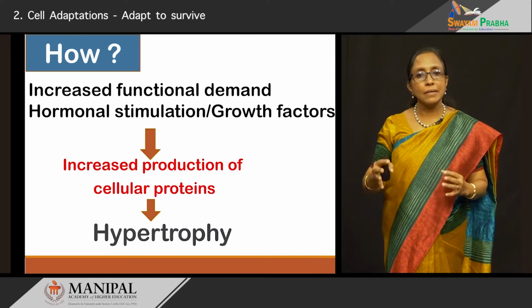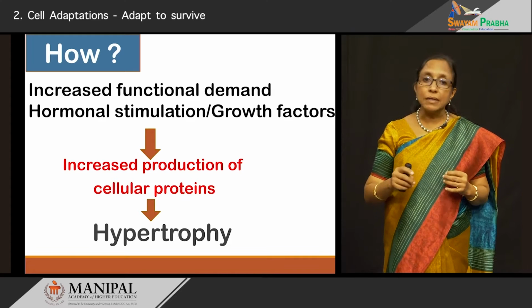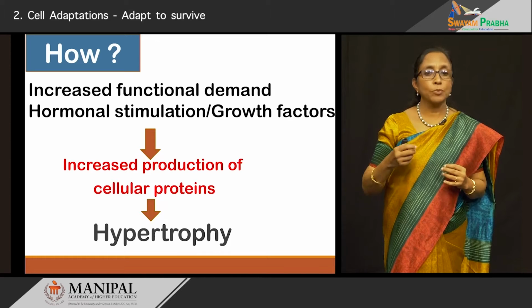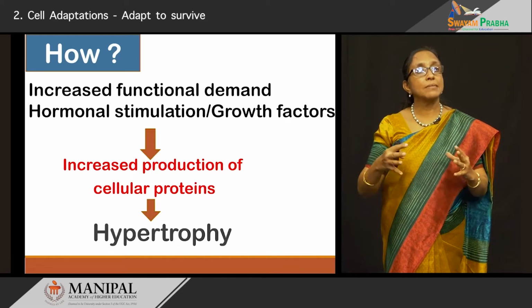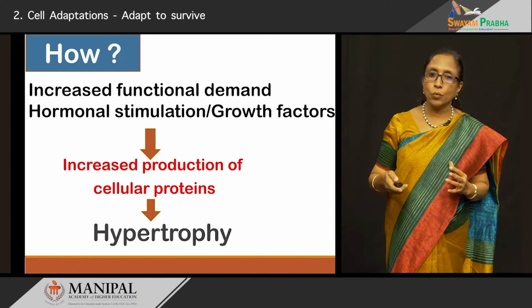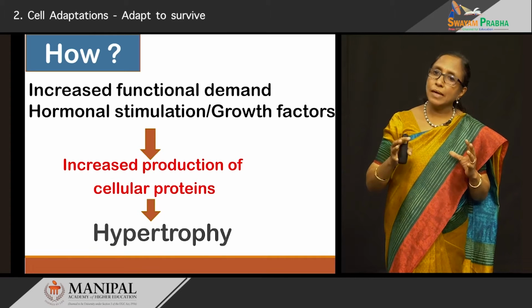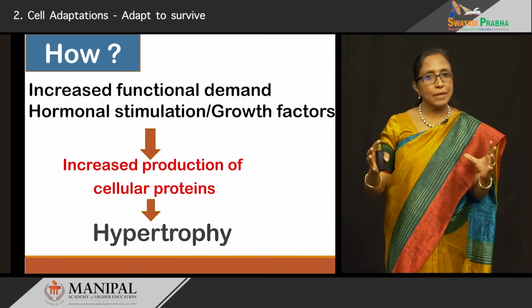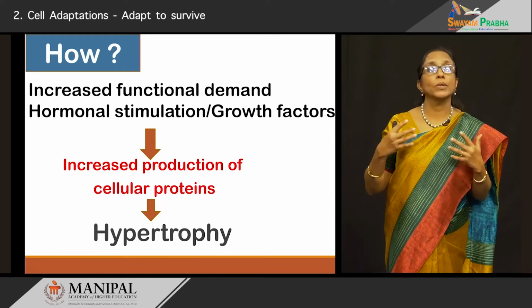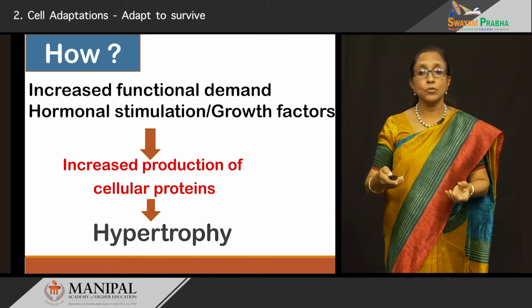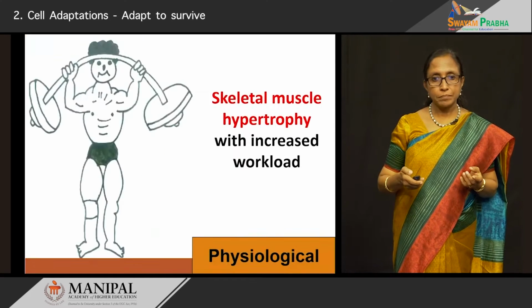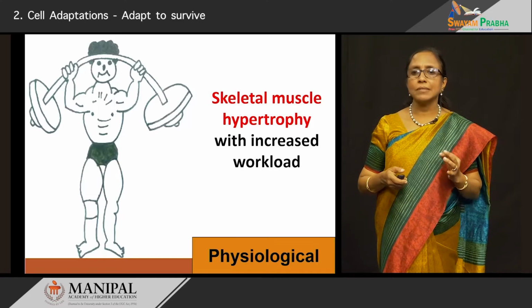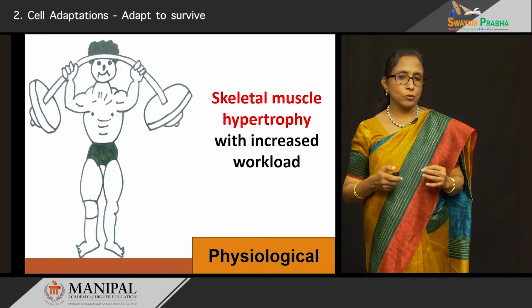And the size increase is mainly by increased production of the cellular components in the cell, the cellular proteins in the cell. So, that makes the cell big, and that is how we get hypertrophy. When the cell becomes big, the cytoplasmic components become big and we have the cell that is big, and the nucleus also may show increased nuclear material, the nucleus also can become big.